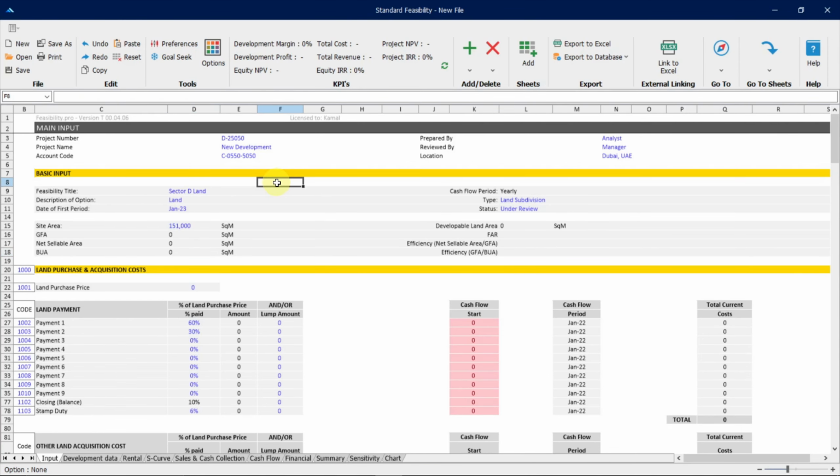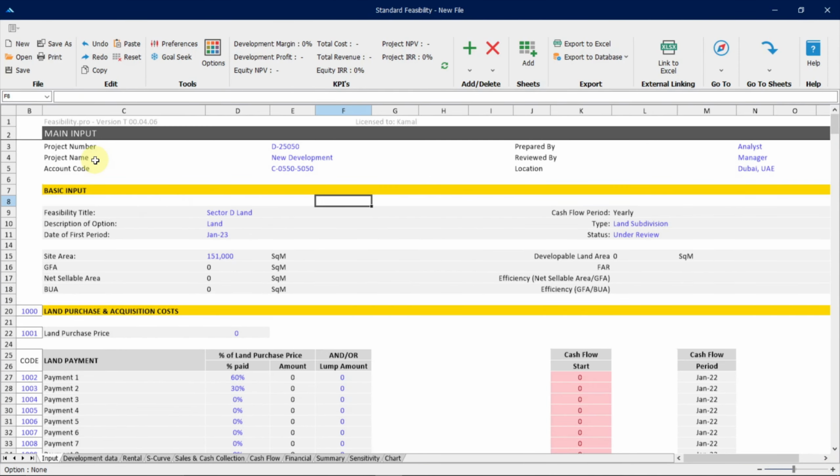Let's understand the input sheet. On the top, you can enter details of your project, such as project name, prepared by, reviewer, and location. Then we have basic input like feasibility title, first period date, periodicity, site area, GFA, NSA, and BUA.